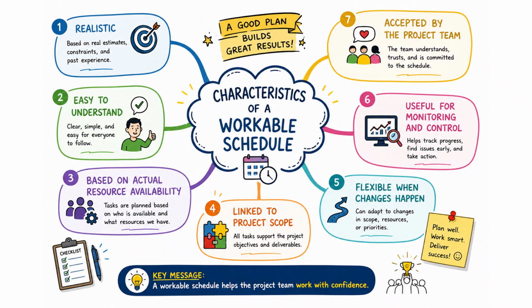Fourth, it must be linked to project scope. The schedule should only include activities that are part of the approved project scope. Fifth, it must be flexible when changes happen. In a real project, changes and delays are normal. Sixth, it must support monitoring and control. The project manager should be able to use the schedule to track progress and make decisions. Finally, the schedule must be accepted by the project team. If the team does not understand or support the schedule, it will be difficult to implement.